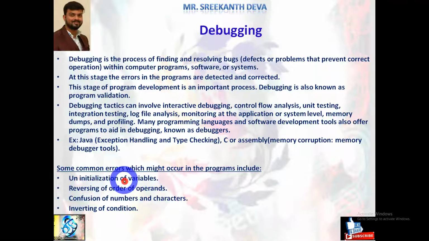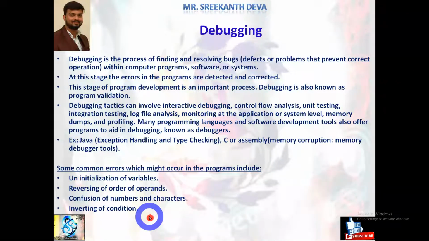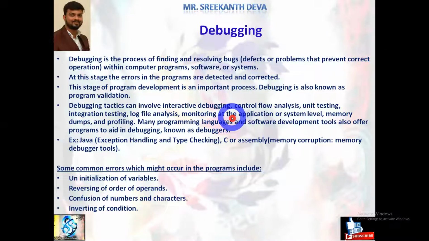Some common errors which might occur in a program include uninitialization of variables, reversing of order of operands, confusion of numbers and characters, and inverting of conditions. Okay, just remember here, debugging is nothing but the process of finding, resolving and rectifying the bugs in the program.